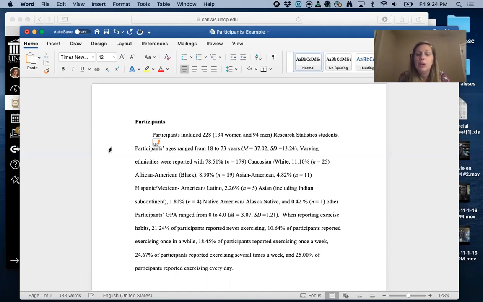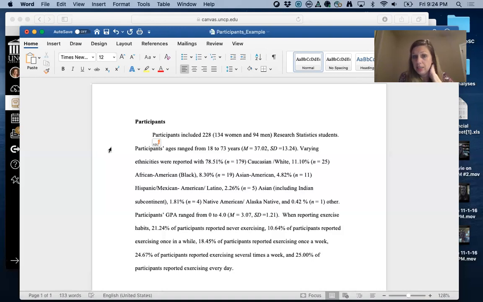Varying ethnicities were reported. So a lot of different ethnicities were reported with 78.51% being Caucasian or white. So I put the percentage and then I also put the number of people who identified as white in parentheses here. Then 11.10% or 25 people as African American Black, 8.3% or 19 people as Asian American, 4.82% or 11 people as Hispanic Mexican / American Latino, 2.26% or 5 people as Asian, including the Indian subcontinent, 1.81% or 4 people as Native American Alaska Native, and 0.42%, N equals 1, as other.